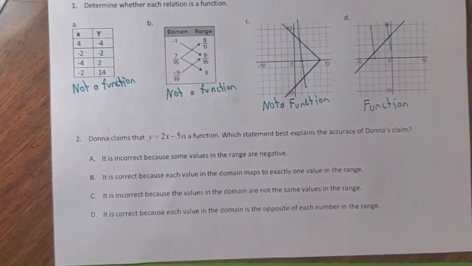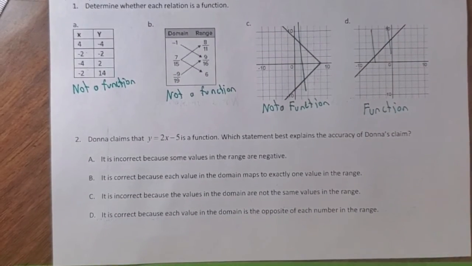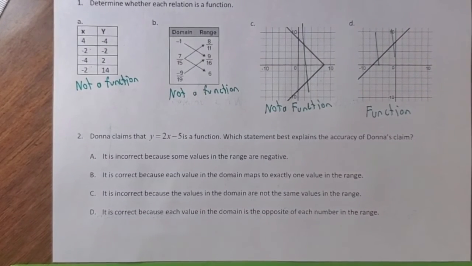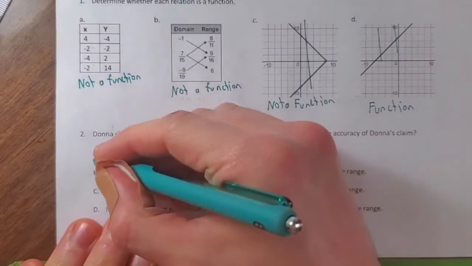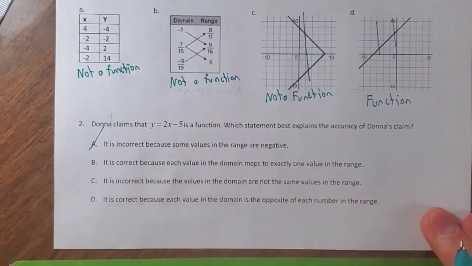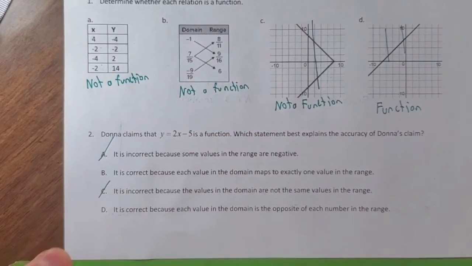Then number 2, Donna claims that y is equal to 2x minus 5 is a function. Which statement best explains the accuracy of Donna's claim? So we have A, it is incorrect because some values in the range are negative. Well, that doesn't matter. We can have negative values in a function for the range, and we should be good to go. Letter B says it is correct because each value in the domain maps to exactly one value in the range. I think that one sounds pretty good, but let's just go through and check C and D just to make sure. Letter C says it is incorrect because the values of the domain are not the same values in the range. Well, the domain and range don't have to be the same, so that's not something we ever need to consider there.